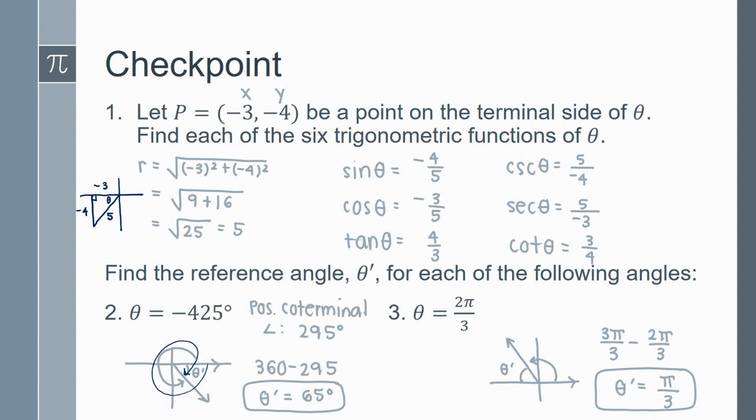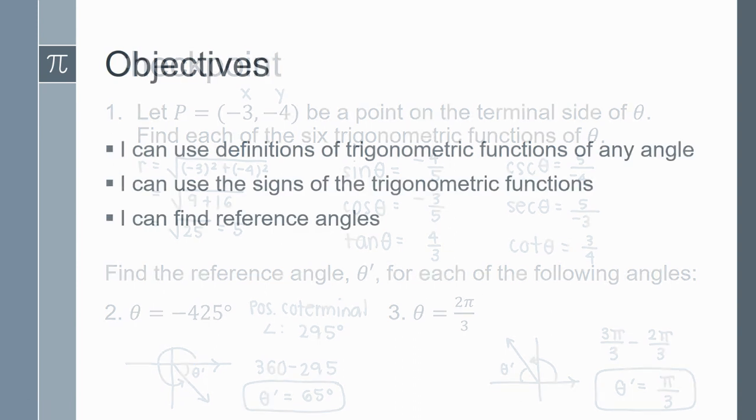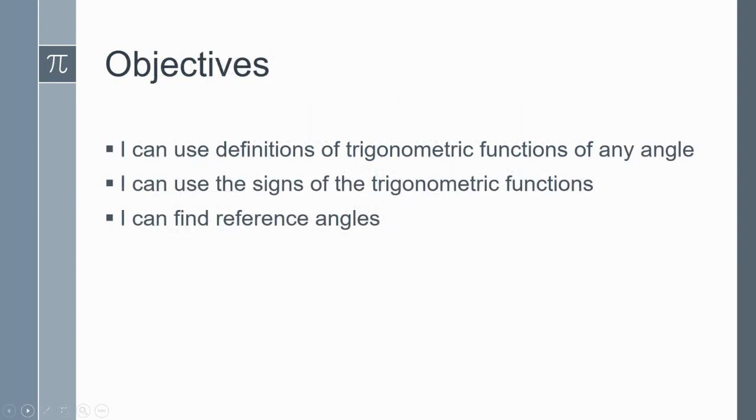Okay, 2 pi over 3 falls in the second quadrant. So that's going to relate to my 3 pi over 3 value. So then that's why I just had to subtract them to get pi over 3 to be the reference angle. All right, so that was us using definitions of trig functions for any angle, talking about signs of trig functions, and finding reference angles.